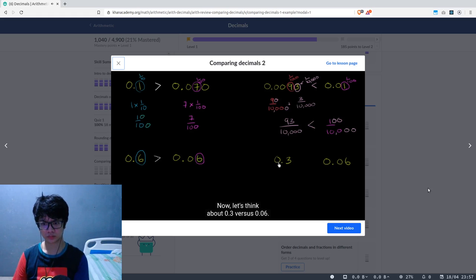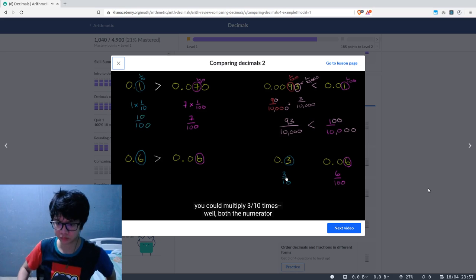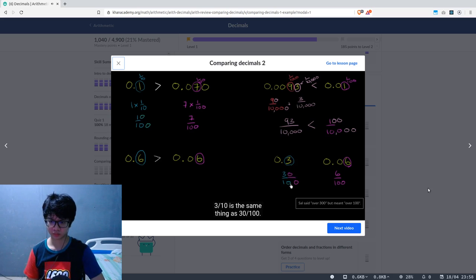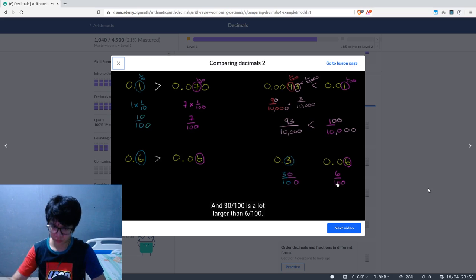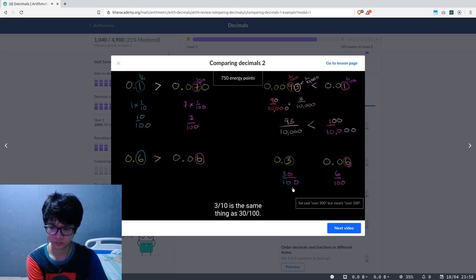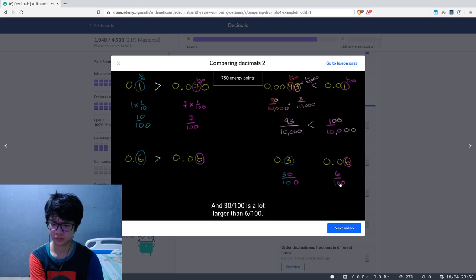0.06. Now let's think about 0.3 versus 0.06. So this 3 literally represents 3 tenths, while this 6 right over here represents 6 hundredths. And if you wanted to compare them directly, you could multiply both the numerator and the denominator of 3 tenths by 10, so you're not changing its value. 10 over 10 is essentially 1. So this becomes 30 over 100. 3 tenths is the same thing as 30 over 100, and 30 over 100 is a lot larger than 6 over 100. So this is greater than.